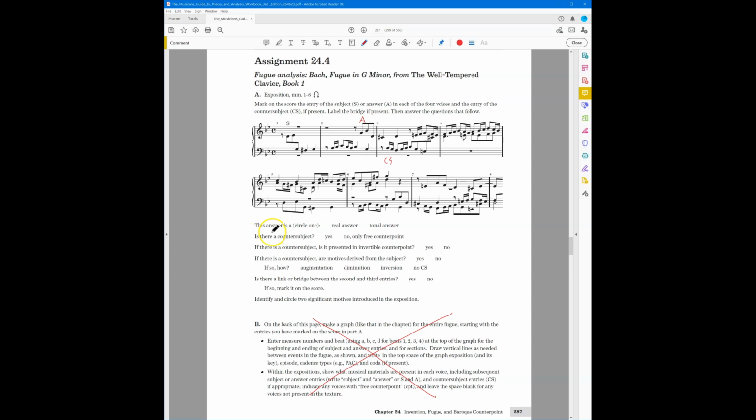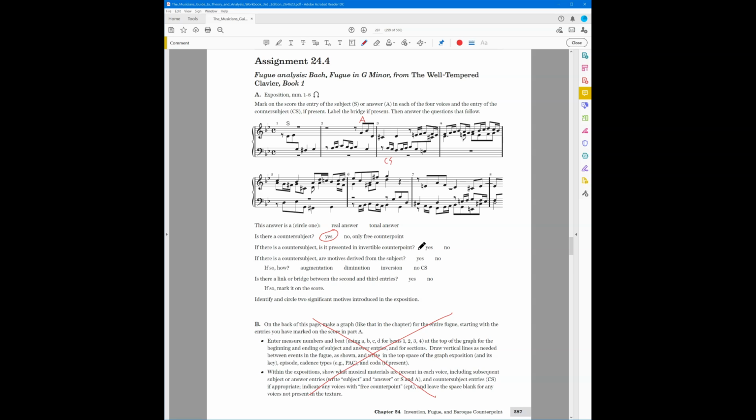Is there a counter subject? Well, I guess I've answered that question already. I'll circle it here. Yes, there is a counter subject. But this is interesting. If there is a counter subject, is it presented in invertible counterpoint? This is a subtle point, but one that is very important for this style of music. Invertible counterpoint means that a gesture or a motive can be presented either above or below another melody. You can invert the counterpoint and it will still work based on the interval quality.